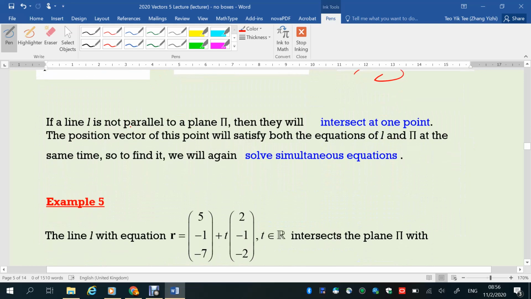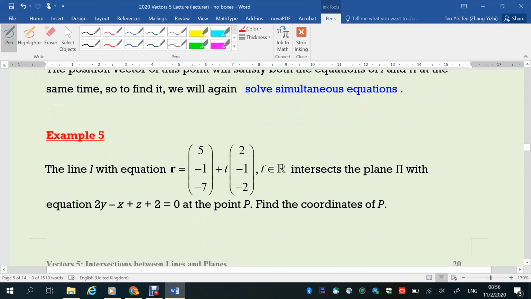Okay, so again, when we talk about intersection, the whole idea is always to equate everything together. So this time around, let's try now. I'm given the equation of a line here. Then I say that the line is going to intersect this plane. Take note, this is the vector equation form of a line. This is the Cartesian equation of a plane. You need to find for me the point of intersection of the line and the plane.